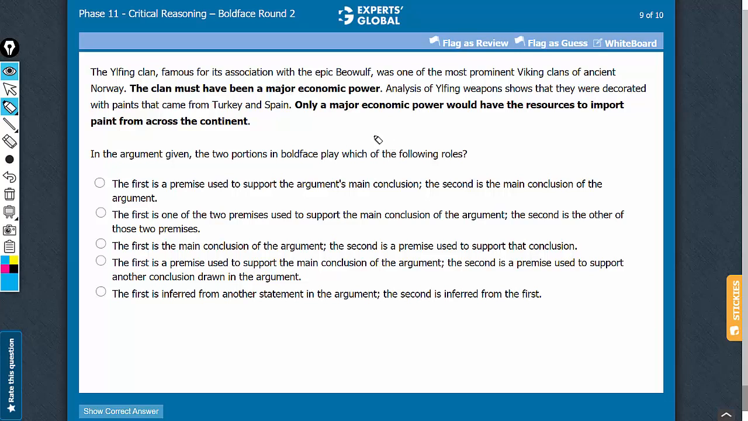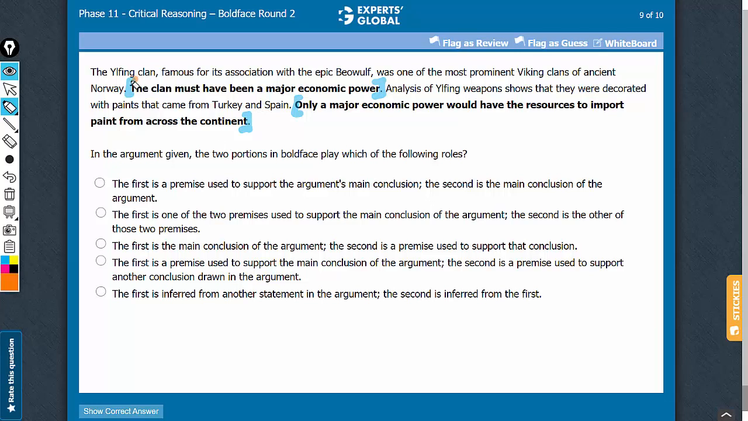Step 1. Figure out the conclusion of the argument. This is the conclusion of the argument. Step 2. Link the portions in the boldface with the conclusion. We saw that the first boldface itself is the conclusion. The second boldface is a judgment that supports the conclusion. So with that groundwork, let's look at the answer choices.